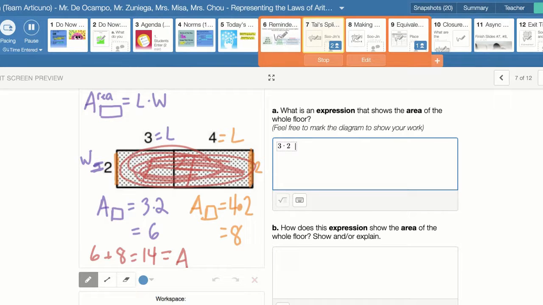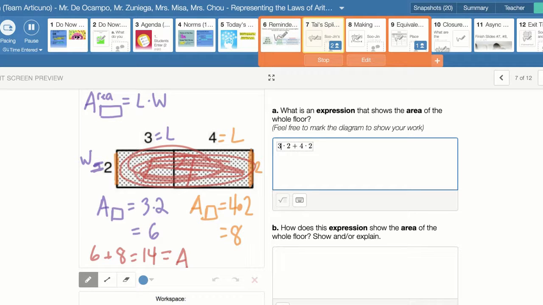What else did we do? Well, we also did 4 times 2, right? But then what else did we do? Well, we took the 6, we took the 8, and we added it together. We took the 6, which is this, and we added it to the 8. Oh, I can just do that. Okay. So this is one expression.